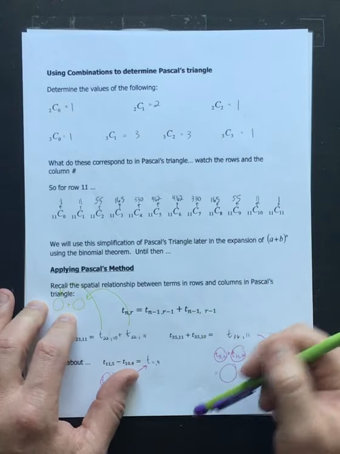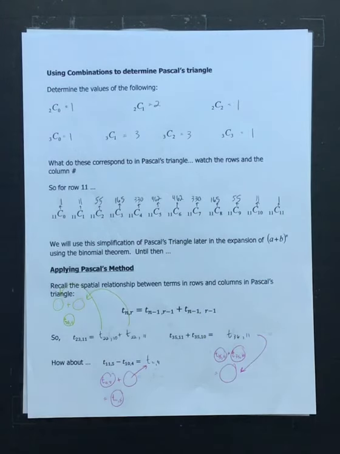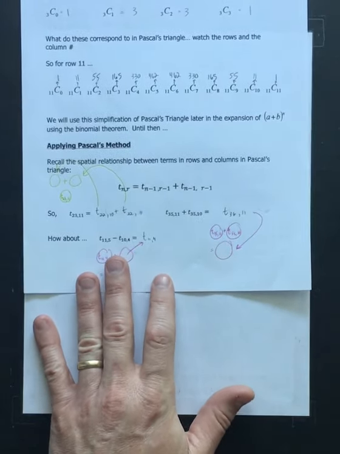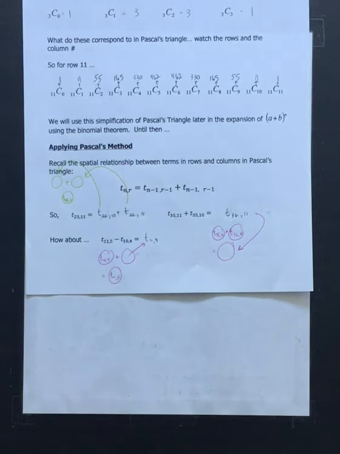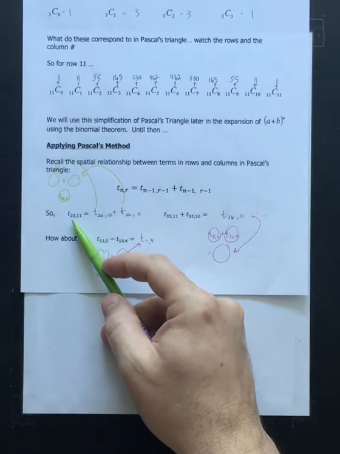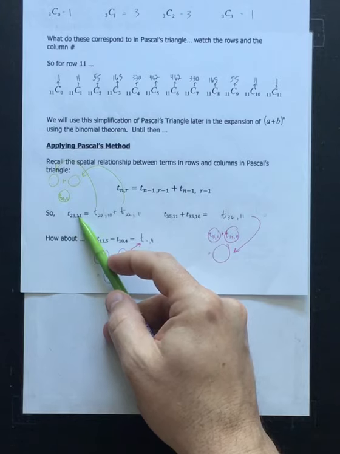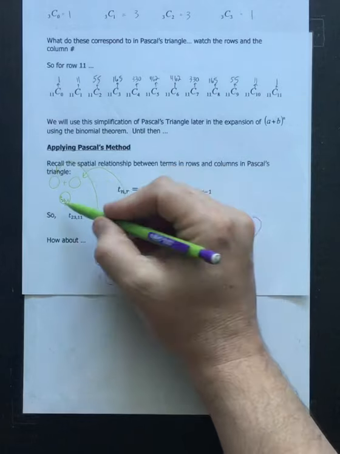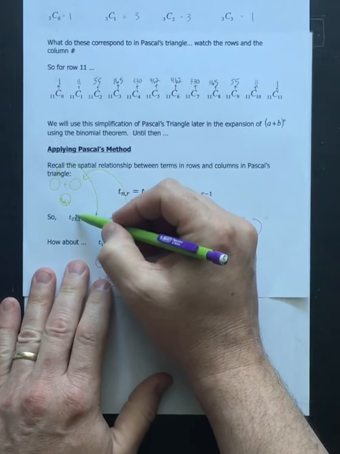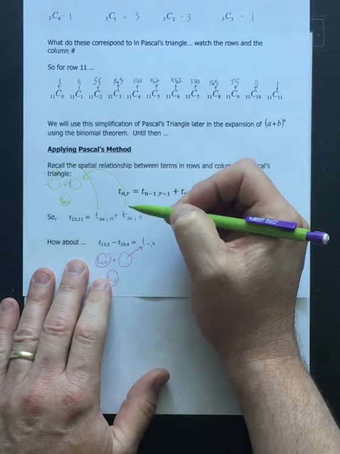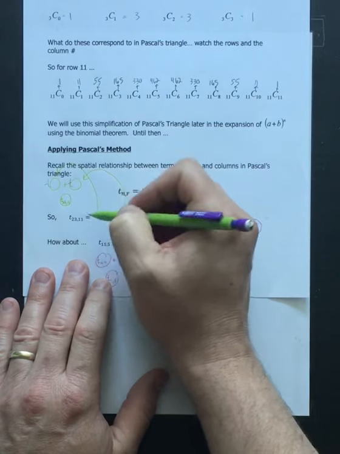What we're going to do now is apply Pascal's method. The way that we apply Pascal's method is twofold. First of all, we can just look at it as a numbers game. If I look at T(23,11), remember that any term is going to be the sum of the two terms above it. I've got it diagrammed here. T(23,11) is going to be the term above it, diagonally to the right and diagonally to the left.